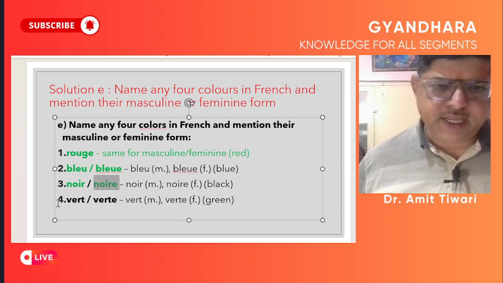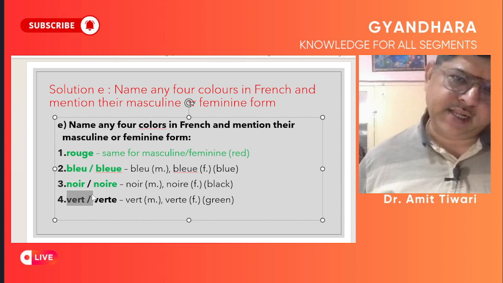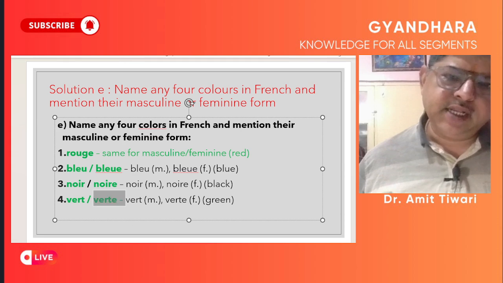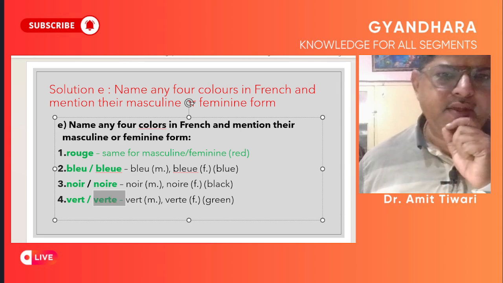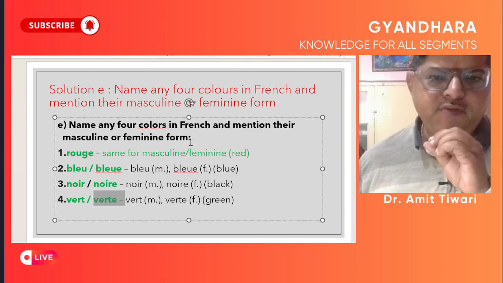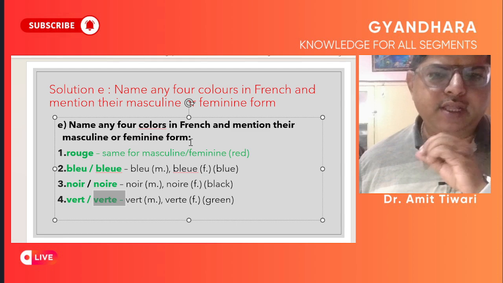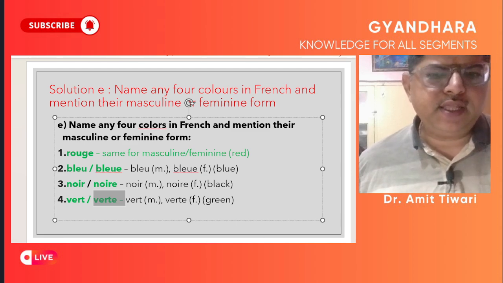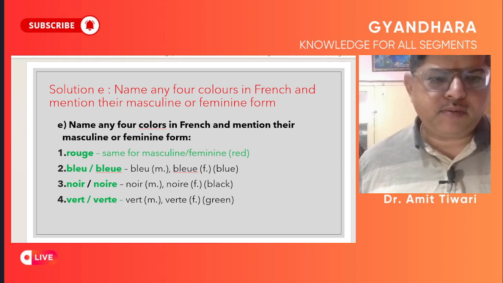Vert is green for the masculine, and verte is green again for feminine. The simple thumb rule is, once you are differentiating the same, you may find an additional e sometimes when understanding the same in terms of feminine. So this is the solution from my side provided for your exercise 1.